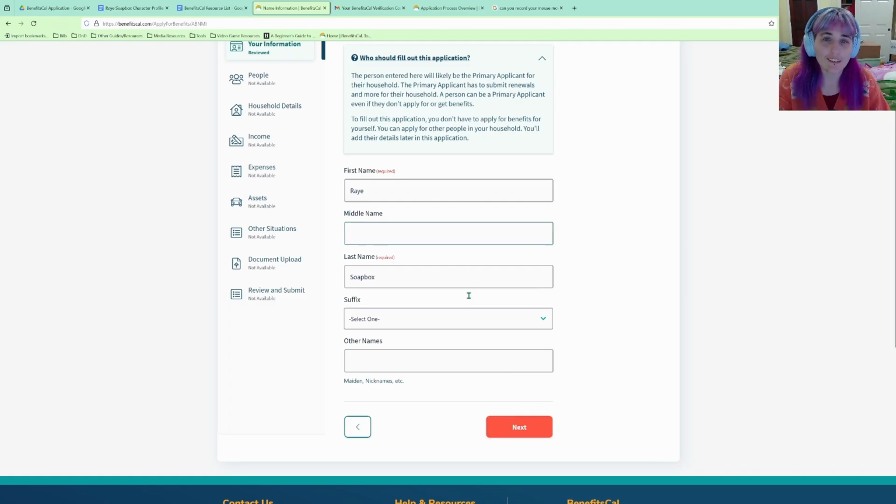So first and last name is required. If you have other names that you might want to go by, this might be another good place to put that, or just put other legal names that you might have gone by. You don't have to do that, especially for my trans folk who might get triggered by having their legal or their dead name being used. You don't have to give that information. You could just put your current legal name.